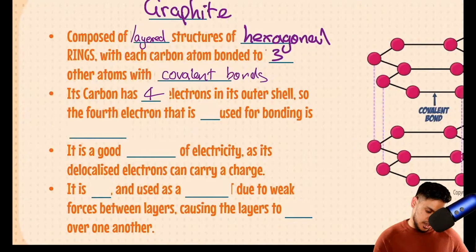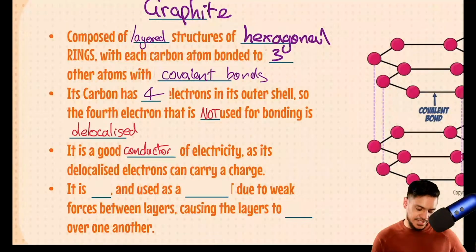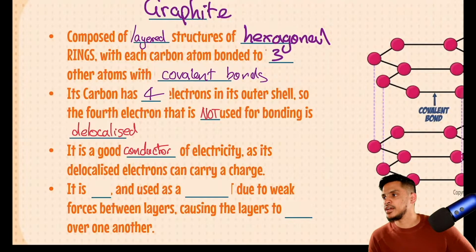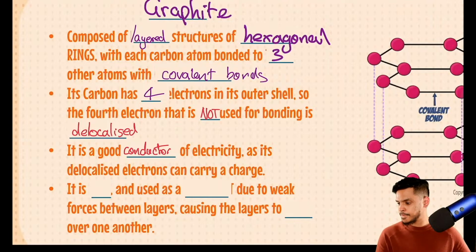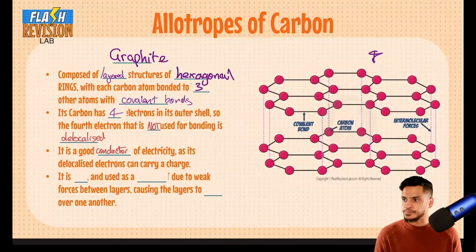All right. So the 4th electron that is not used for bonding is delocalized. That was what I was just talking about. So that means it is a good conductor of electricity, as its delocalized electrons can carry a charge. Yeah, thank you, Andrew. So that's a unique property about it.